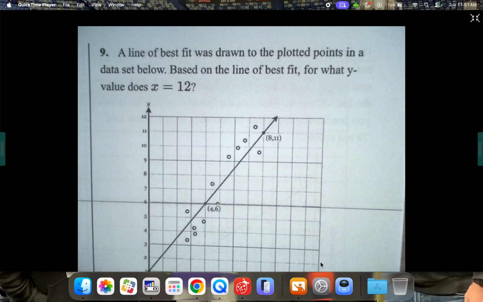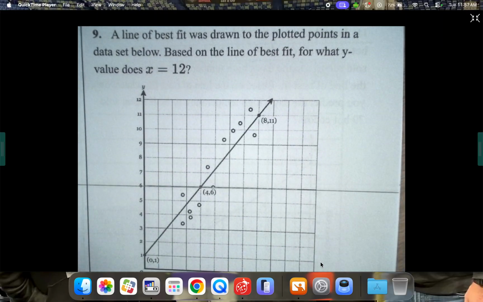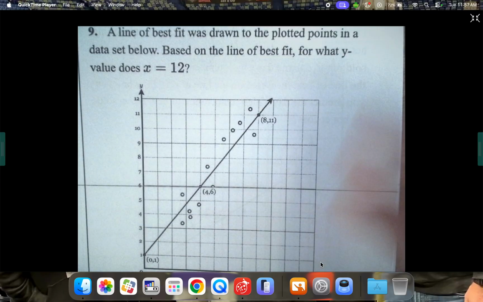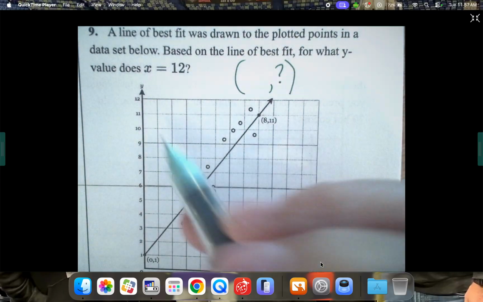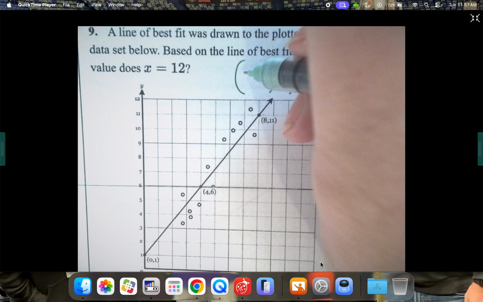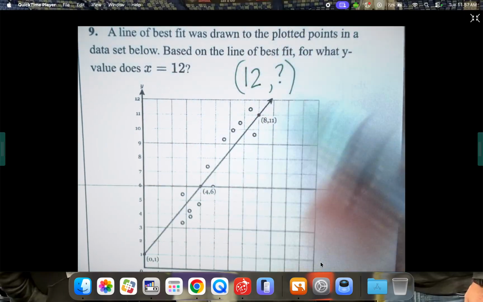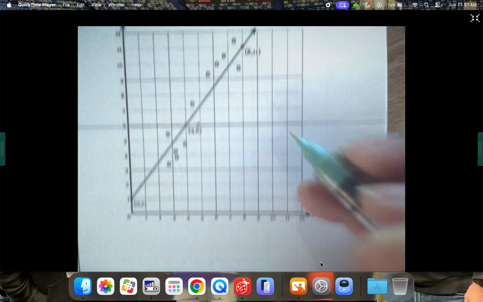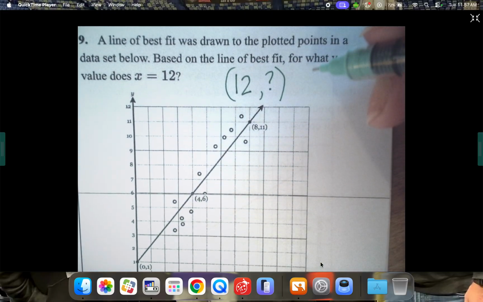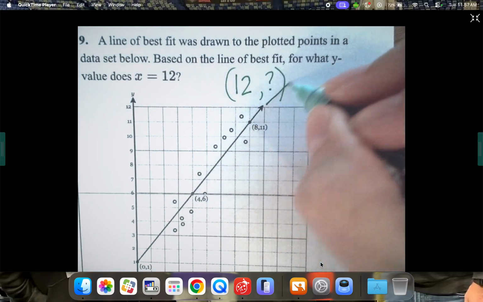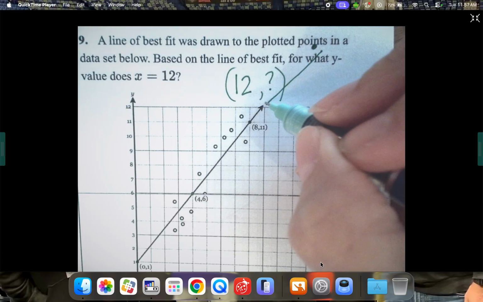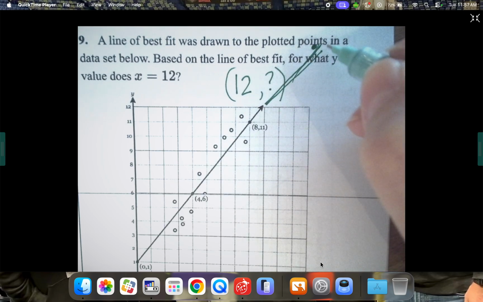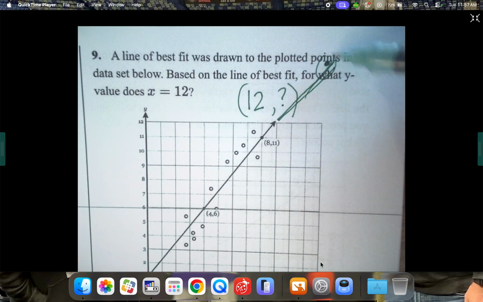Okay. Number 9 says a line of best fit was drawn in. Based on the line of best fit for what y value would x equal 12? So your x value is 12. You're going to go to the x-axis to 12, and you're going to follow it up, and say, about where would this continue to be? Okay, that's not very straight, but maybe more like that. Whatever. So you're going to guess where this point is.